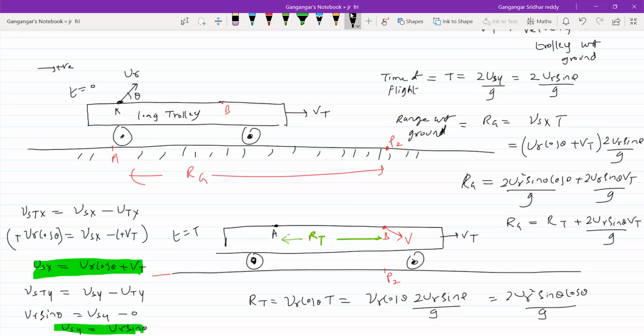Is that okay? So the diagrams are very important. What I'm indicating is that P1 to P2 is the range with respect to ground. It will not strike on the ground. The point B where the ball strikes the trolley will be at the location of P2. So if you are standing on the ground, you feel it has displaced horizontally by distance RG. If you are on the trolley, you feel it got displaced by RT. The person on the ground measures RG. The person on the trolley measures RT.